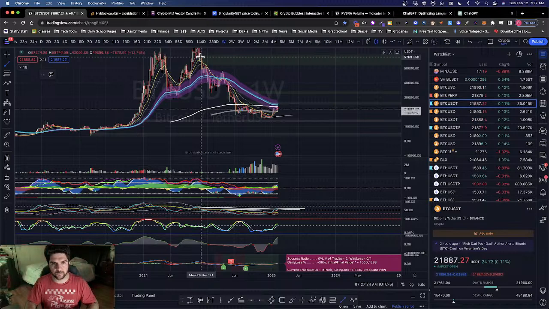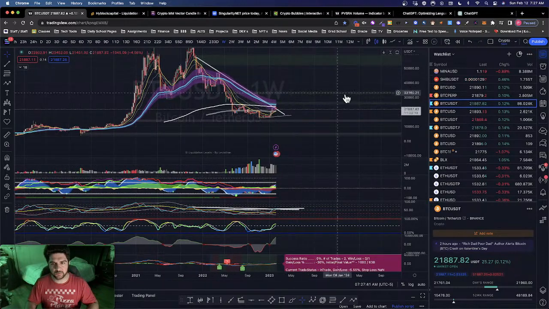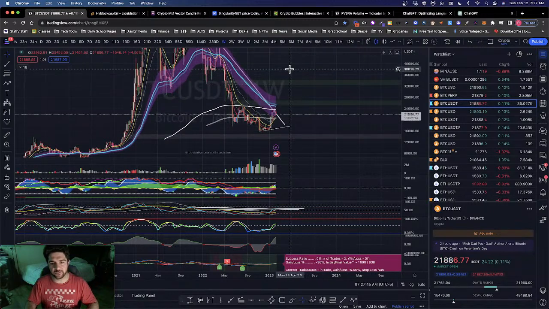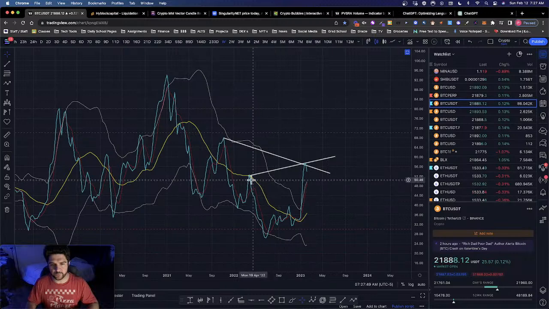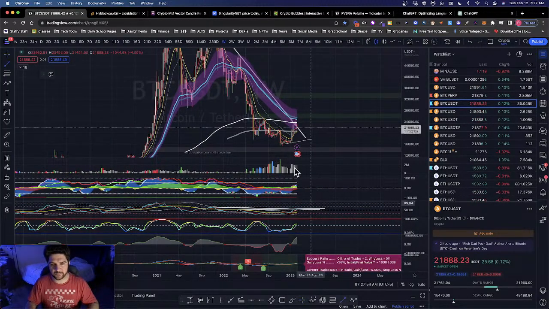Peak to peak. Crazy, right? Look at that. All right. You got hidden bearish divergence in essence. All right. Right here. Where you have higher highs in your RSI, but lower highs in your price action. All right. And then here.